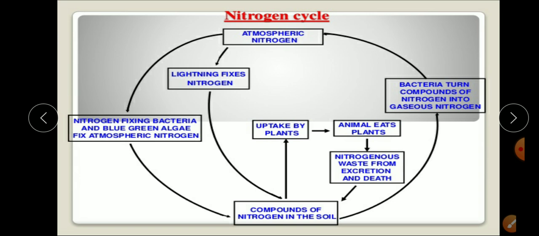So as a result, what happens? The percentage of nitrogen in the atmosphere remains more or less, almost constant. It goes to the soil, is used by plants and animals, then again goes back to the atmosphere. So the percentage of nitrogen in the atmosphere remains constant. Understood? It remains constant.